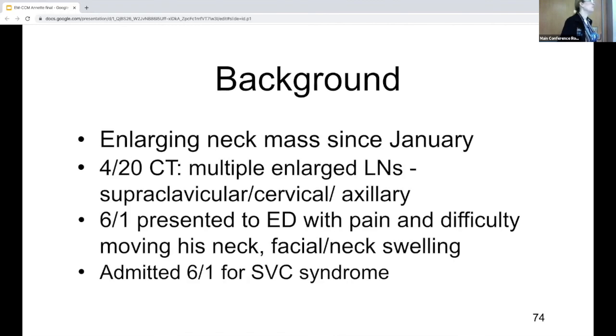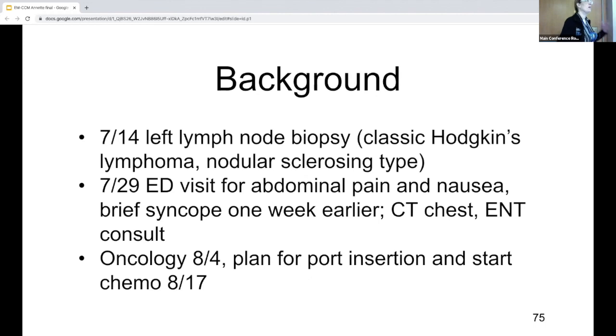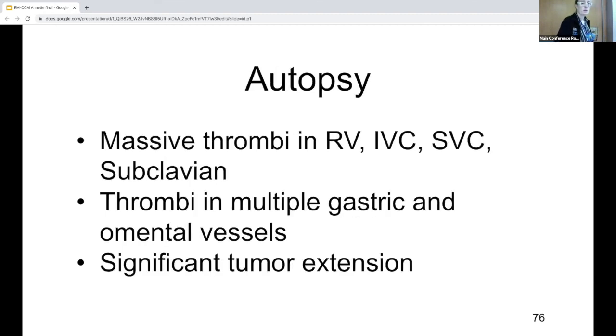The background, Dr. Z already covered everything. He had the neck mass since January. He lost a lot of time trying to get appointments with COVID coming his way. He was finally set up to start his treatments. He came to clinic and the autopsy showed massive thrombi in the RV, IVC, SVC, and subclavian, thrombi in gastric vessels, and extension.